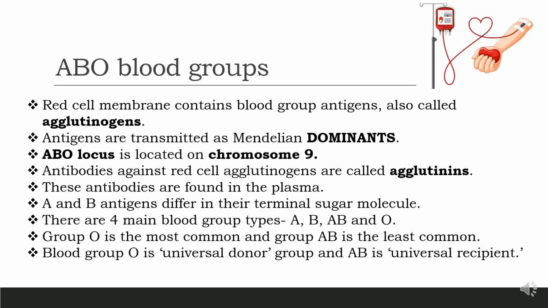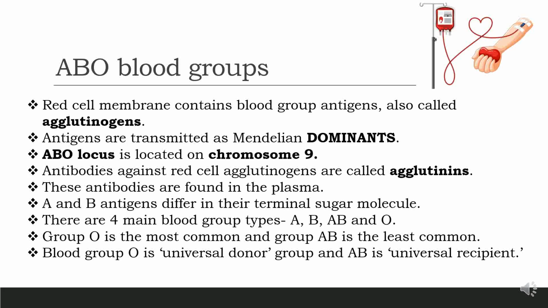There are four main blood group types: A, B, AB, and O. Blood group A has A antigens on red cells and anti-B antibodies in the plasma. Blood group B has B antigens on the red cells and anti-A antibodies in the plasma. Blood group O has no antigens on red cells but has both anti-A and anti-B antibodies in the plasma. And blood group AB has both A and B antigens on red cells but no antibodies in the plasma. Blood group O is the most common blood group and AB is the least common blood group.